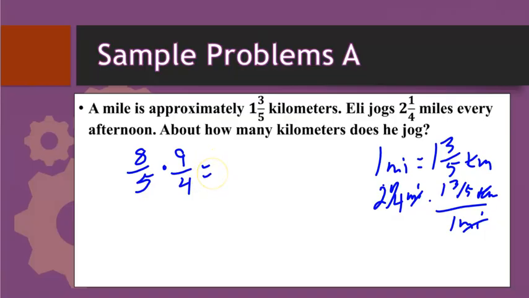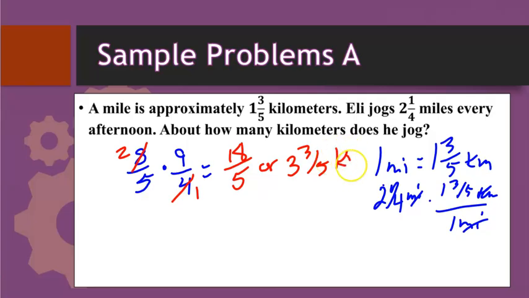So here, I put everything as a mixed number or improper fraction. Now I can look diagonal. Common factor here is 4, so 4 divided by 4 is 1, 8 divided by 4 is 2. Multiply straight across, and you get 18/5. Or if you want to put it as a mixed number, it would be 3 3/5. And this would be kilometers.